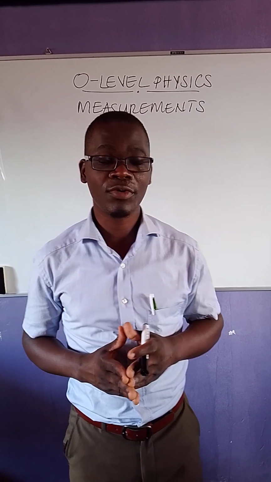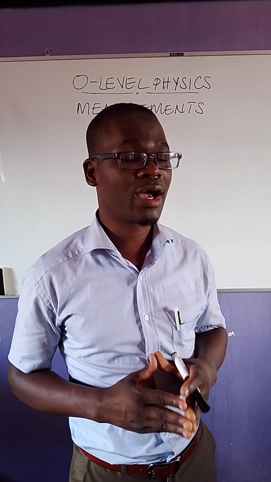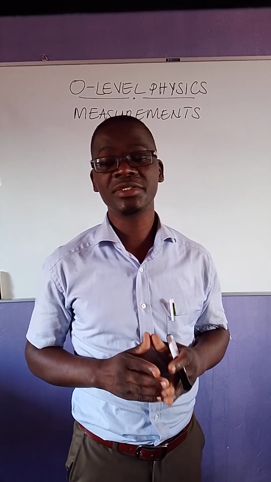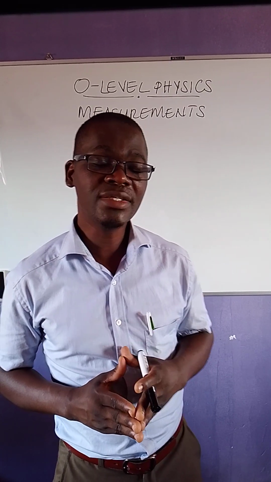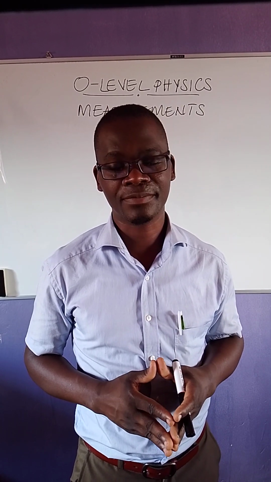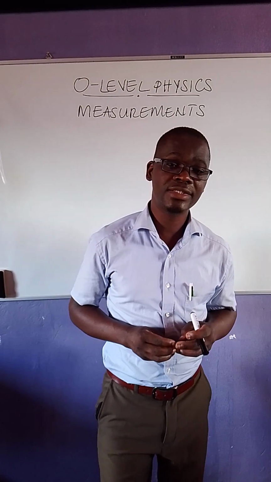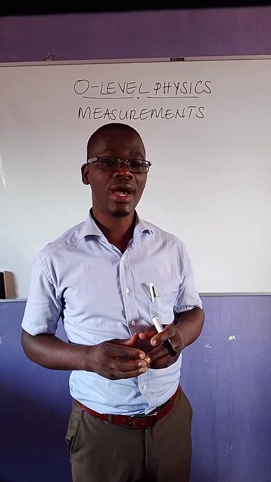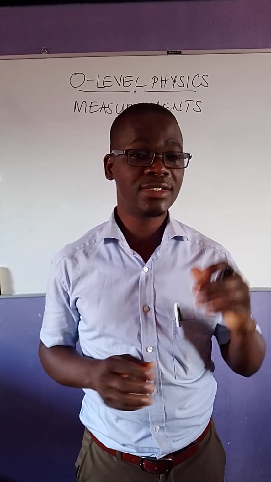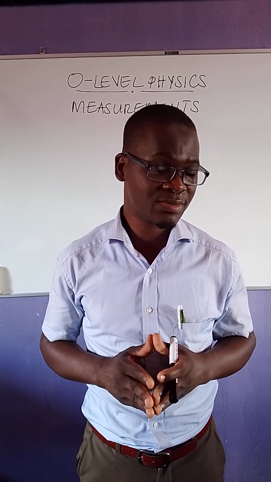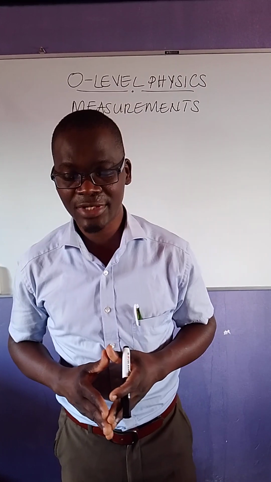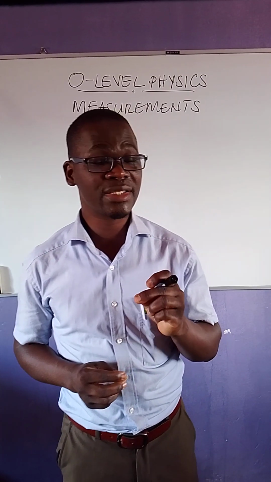We are here for our video lessons, and today we are looking at O-level physics, and we shall start with measurements in physics. Measurements is a chapter from mechanics and the properties of matter. Under measurements, we shall look at estimation, the real life situations where we apply estimation, the good and bad of estimation, and how we estimate various quantities. However, before we start on that, let us look at what measurement is.